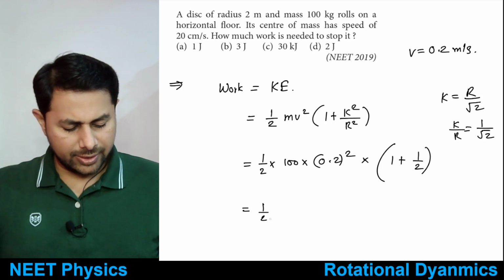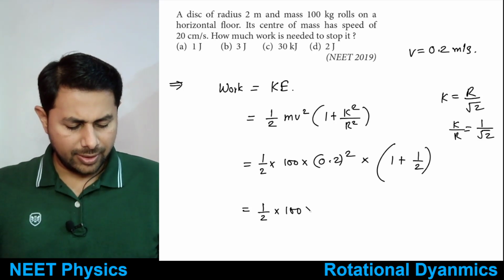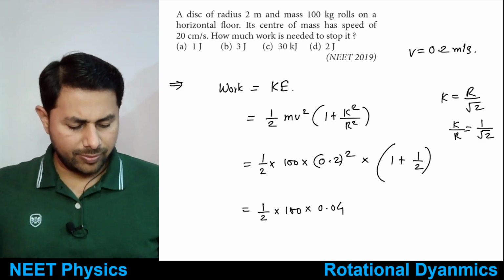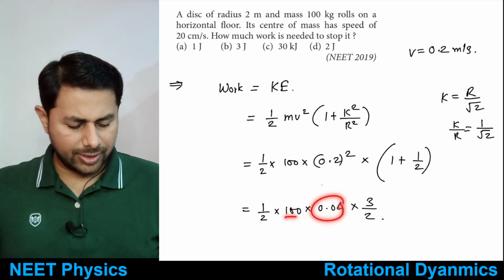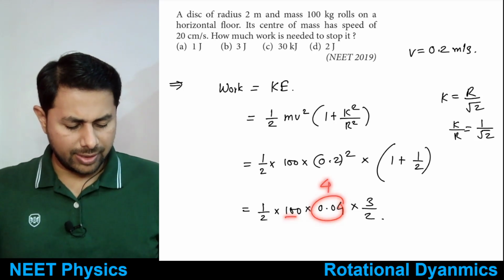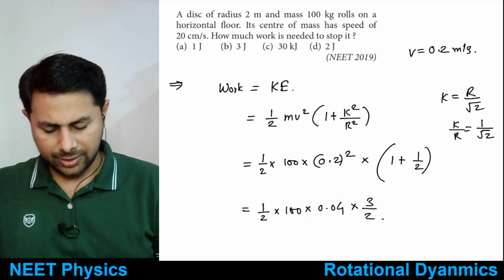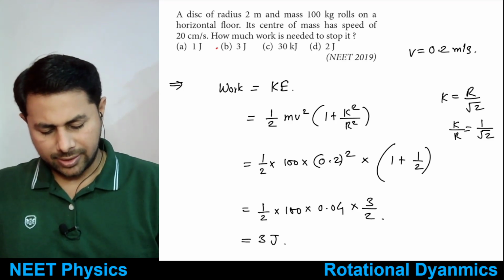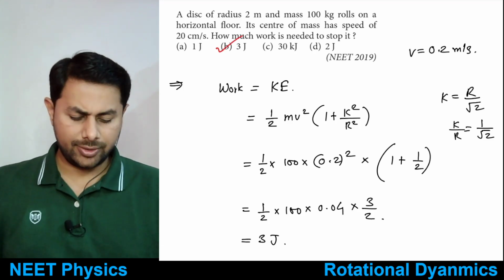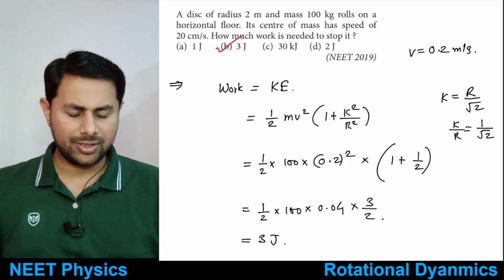So then that is half multiplied by 100 multiplied by 0.04 multiplied by 3 by 2. 0.04 times 100 is 4. 4 divided by 2 and 2, that is 1. So 3. So the answer is 3 joules. Option B. This one is clear.